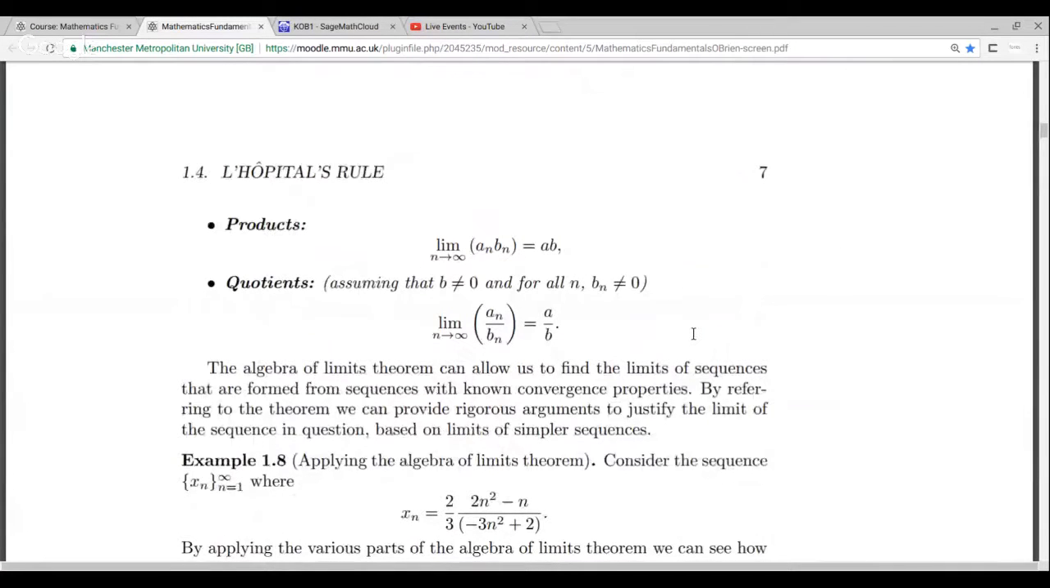The other two parts are similar, but they apply to different operations. Not the operation of addition, but for instance, in the product form, we're talking about multiplication. So if I form a new sequence whose first term is a_1 multiplied by b_1, its second term is a_2 multiplied by b_2, etc. So the nth term of my new sequence is a_n multiplied by b_n.